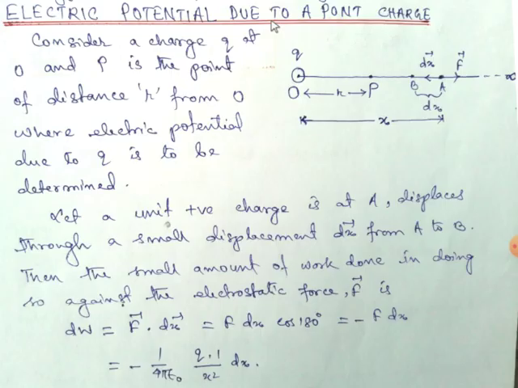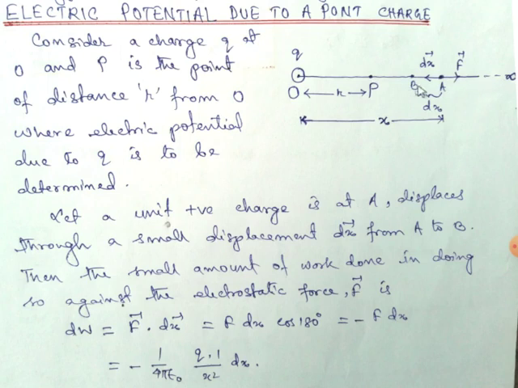Now let's see electric potential due to a point charge. Consider a charge Q situated at O, and P is the point of observation where you want to find the electric potential due to this given point charge at this point of distance R. Now let a unit positive charge be at A. Now it should be brought from infinity up to this point.